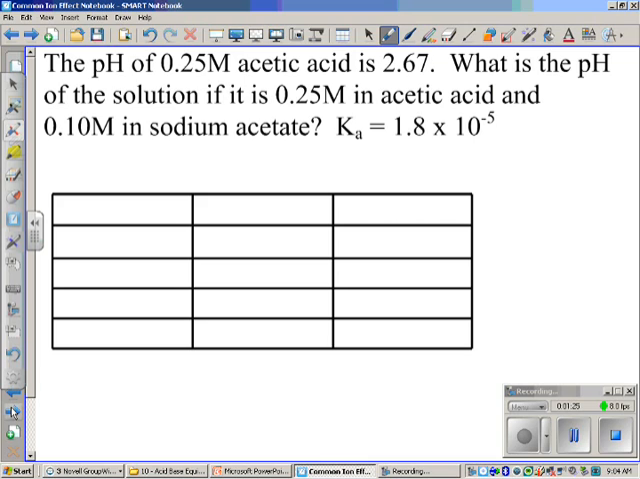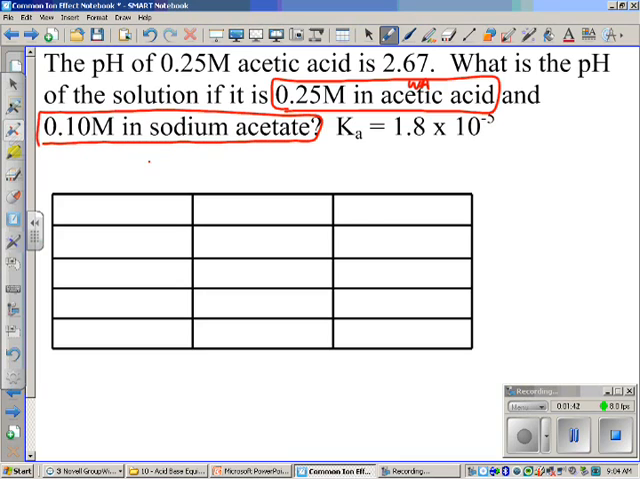And then they want to know what the pH will be of the solution if it is 0.25 molar acetic acid. So that's your concentration of your acetic acid, and obviously that is a weak acid. And then they tell you you're adding 0.1 molar sodium acetate. You see it starts with sodium. That means it's a metal. That means the substance is a salt. So we have to decide what kind of salt it is.